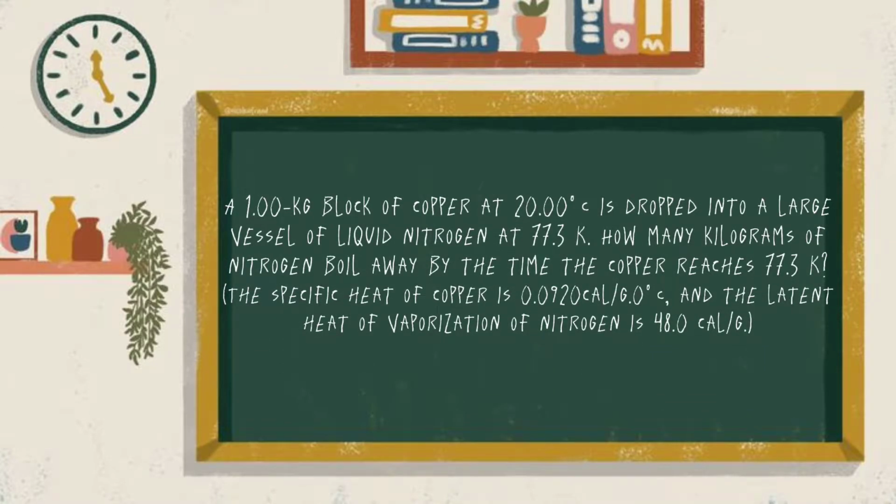A 1 kilogram block of copper at 20 degrees Celsius is dropped into a large vessel of liquid nitrogen at 77.3 Kelvin. How many kilograms of nitrogen boil away by the time the copper reaches 77.3 Kelvin? The specific heat of copper is 0.0920 calories per gram degree Celsius, and the latent heat of vaporization of nitrogen is 48.0 calories per gram.